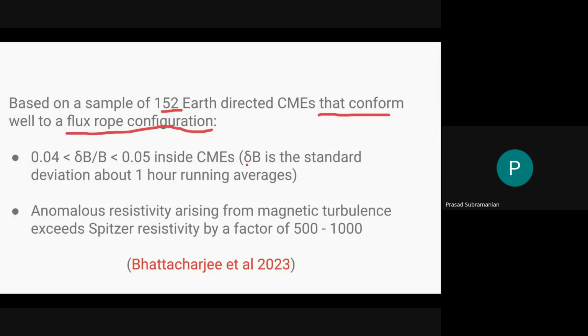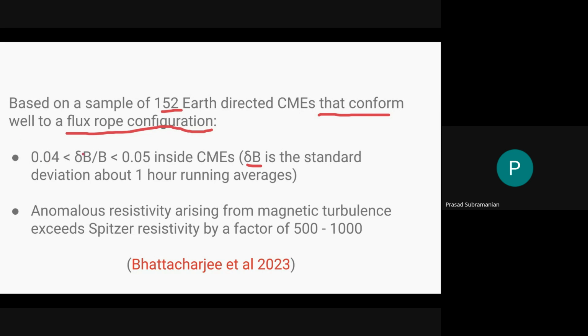Okay, so delta B is a standard deviation about 1 hour running averages, and he found that it's just about a few percent, between 4 to 5%. So that's about how much the turbulent fluctuations in the magnetic field modulate the background. I don't have time to explain how he got this result, but you see, this is a collisionless plasma in that the protons rarely collide with each other, and electrons as well, to a lesser extent. Any scattering that happens to the protons, which is what informs transport coefficients such as resistivity, viscosity, and so on, is because of these fluctuations.